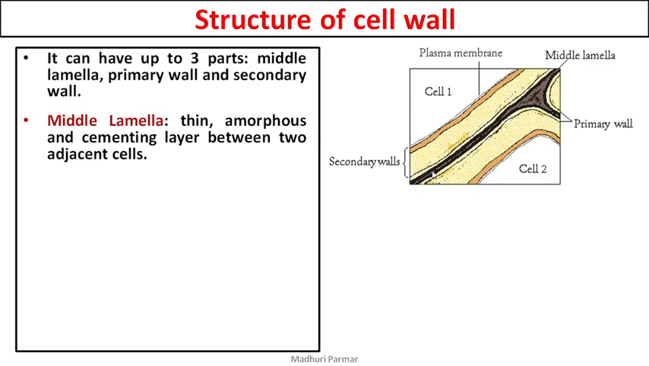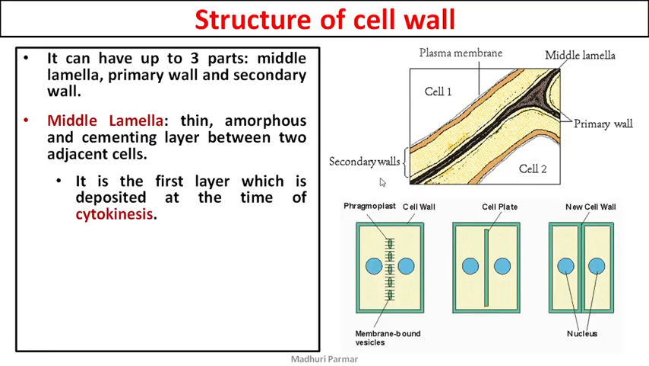You can see it is very thin. It is an amorphous, cementing layer between 2 adjacent cells. It is like a cement between 2 bricks. When you put cement, in the same way you put middle lamella between 2 adjacent cells. Adjacent, meaning neighboring cells. It is the first layer which is deposited at the time of cytokinesis.